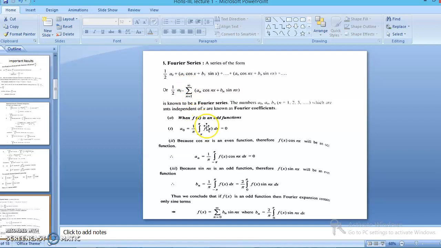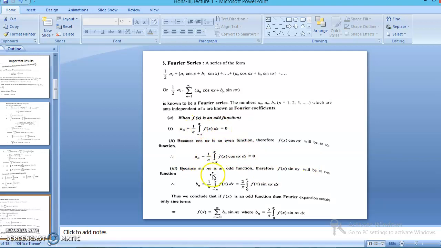We have some results about the Fourier series. The first one is, when the function is an odd function, then the value of the Fourier coefficient a naught is always equal to 0. This result comes from the formulas of definite integration, which we discussed in the previous slides. The second one is, as we know that the cos function is always an even function, so f(x) cos nx will be an odd function, as f(x) is taken as an odd function.